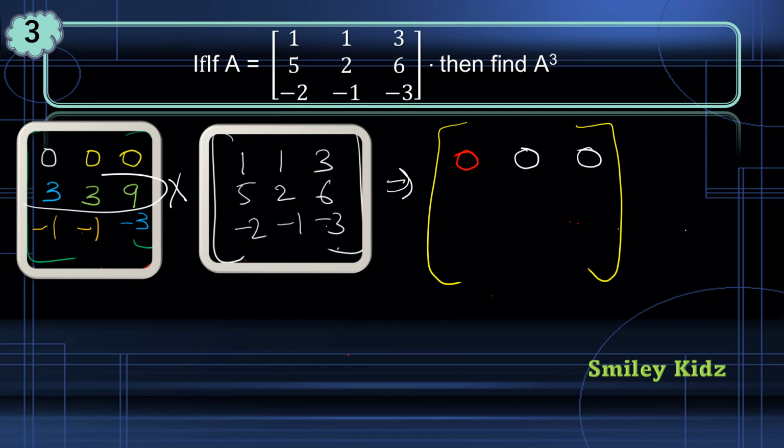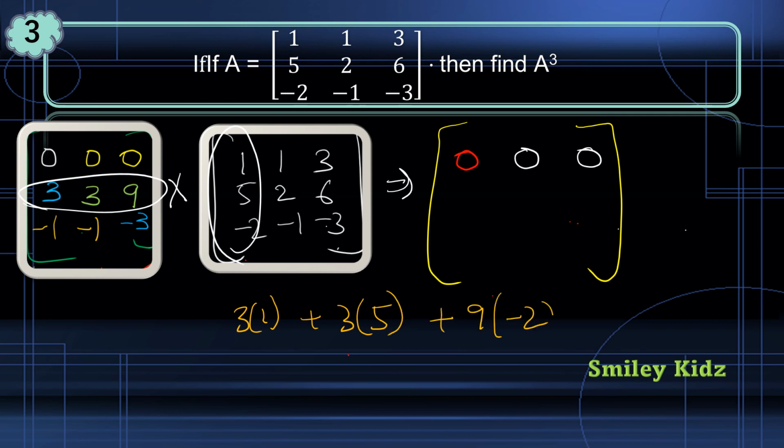Now let's take the second row with the first column. That is 3 into 1 plus 3 into 5 plus 9 into minus 2. 3 plus 15 minus 18. 18 minus 18 is 0. Again here we are having 0.